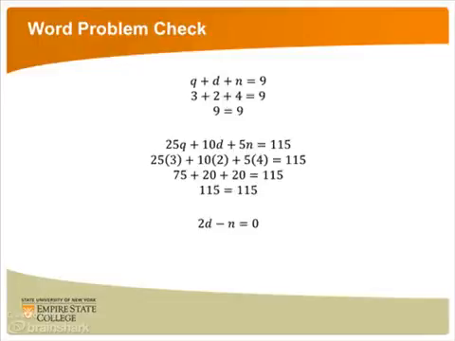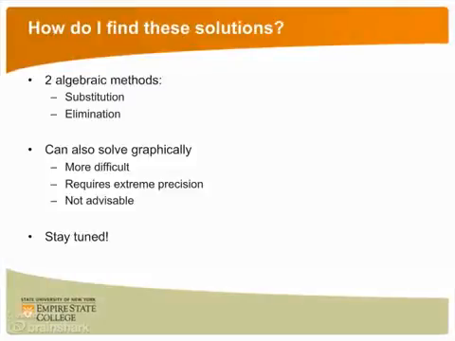And now for the last equation. 2 times D minus N equals 0. Plugging in, 2 times 2 minus 4 should equal 0. 4 minus 4 should be 0. Which it does. But how do we actually find these solutions?